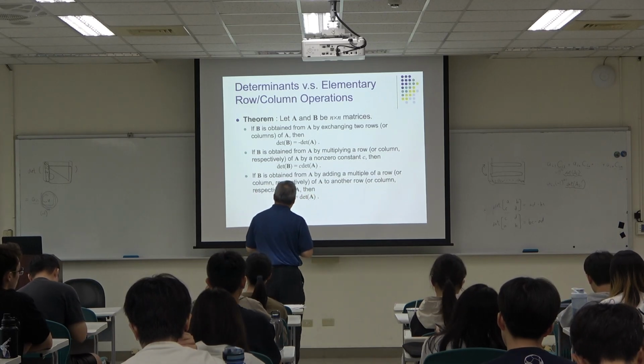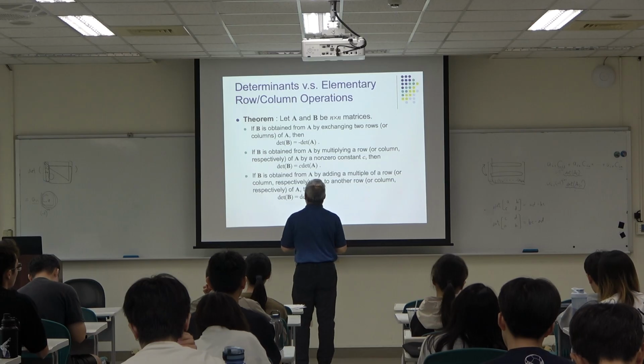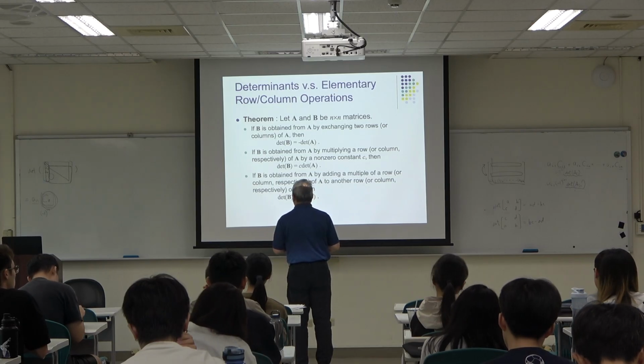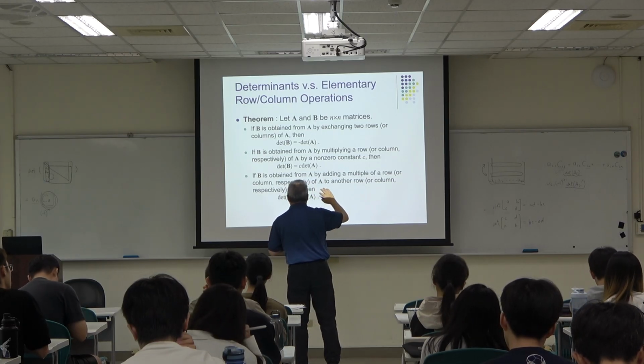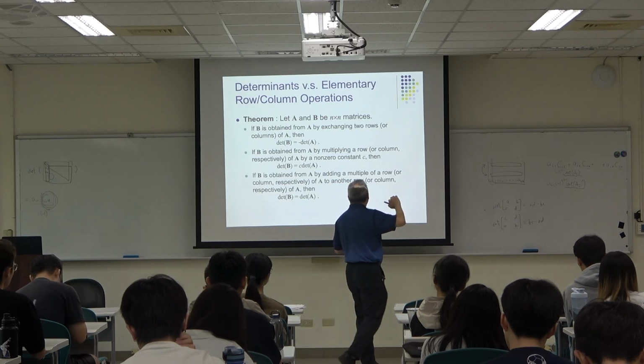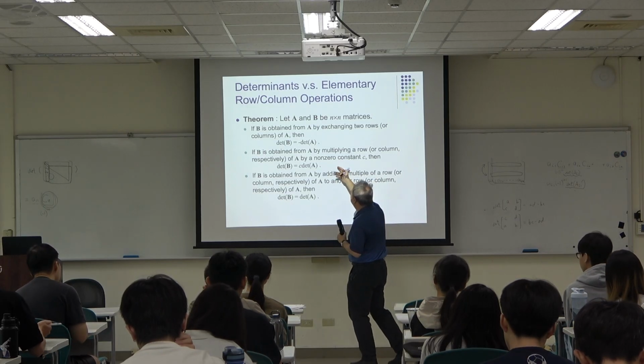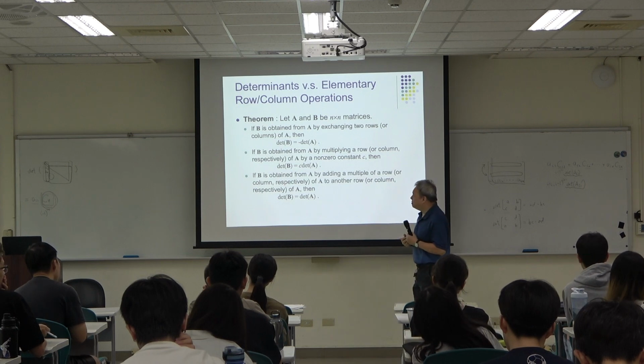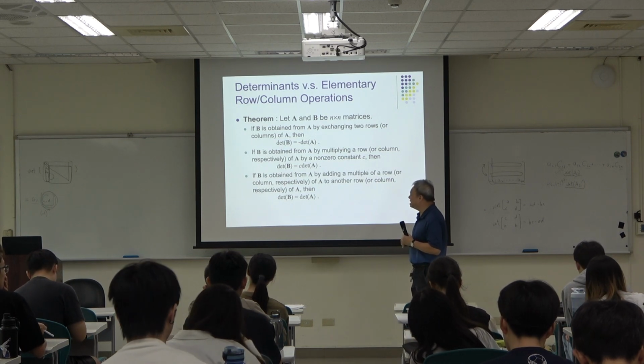Okay, so for that row operation, we have that. If B is obtained from A by multiplying a row by a non-zero constant C, then the determinant of B equals C times the determinant of A.